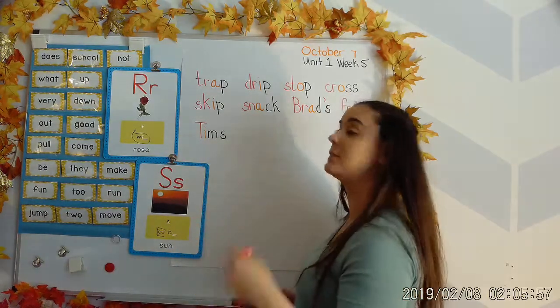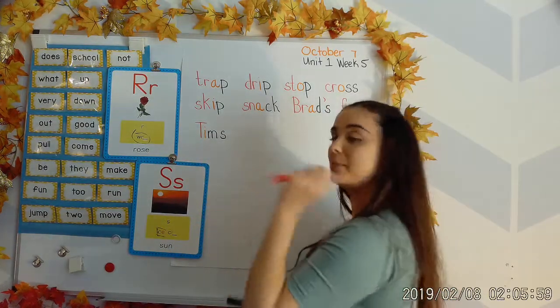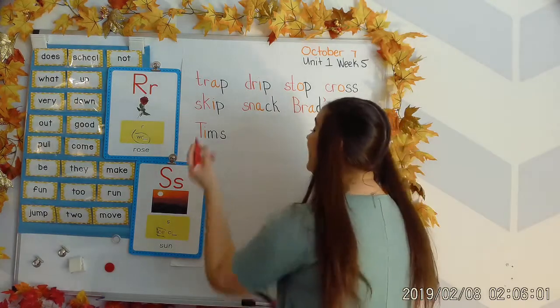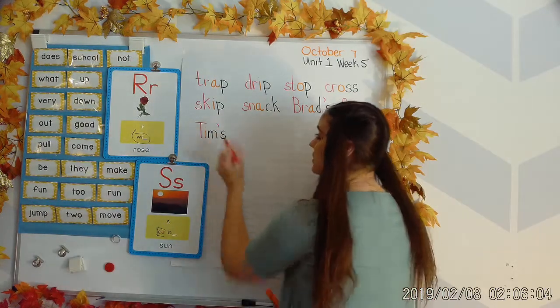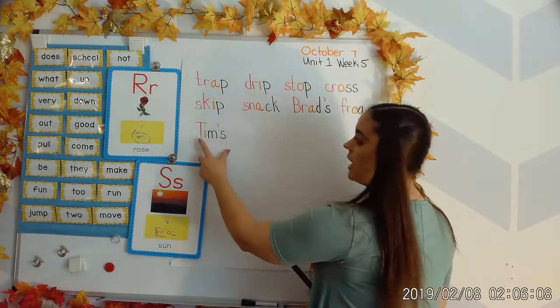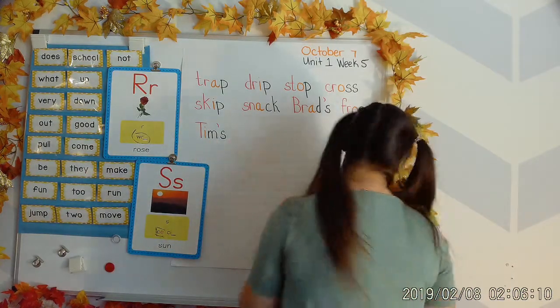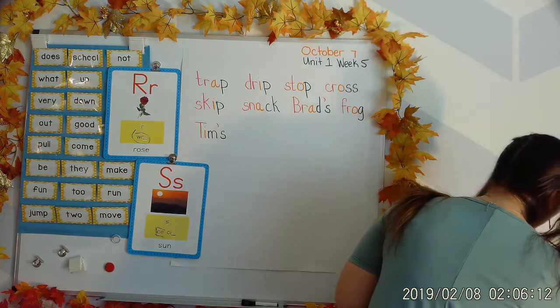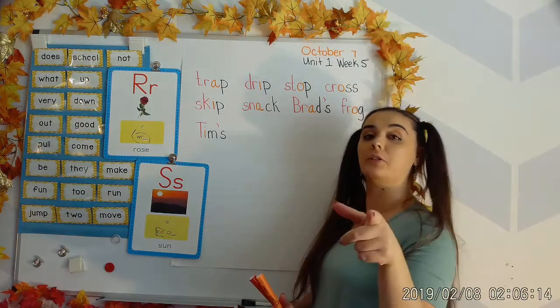But if we want to say that something belongs to Tim, like Tim's bike, we need an apostrophe. We need one of those commas in the air. But we can still blend it. Tim's. Next word. Man. Your turn.